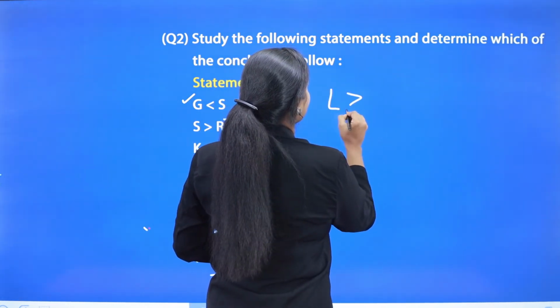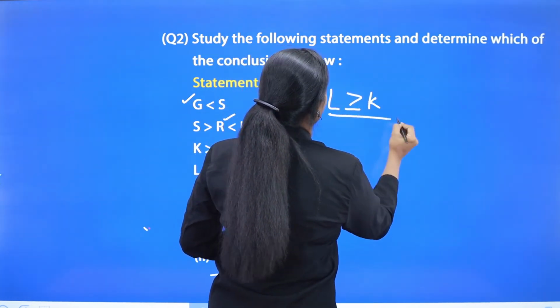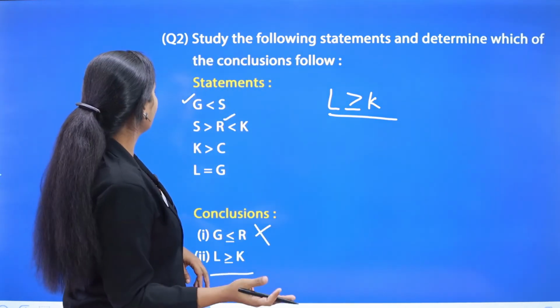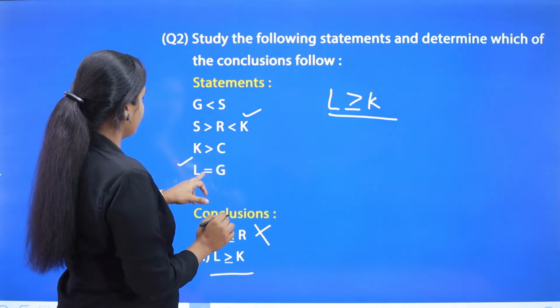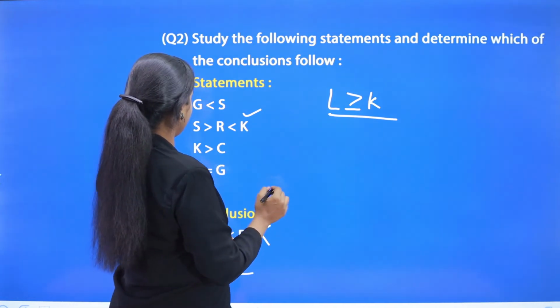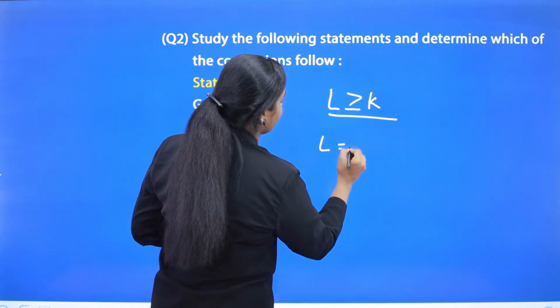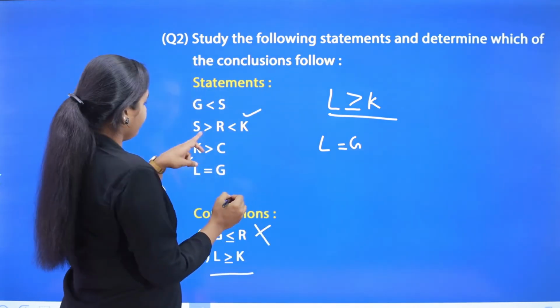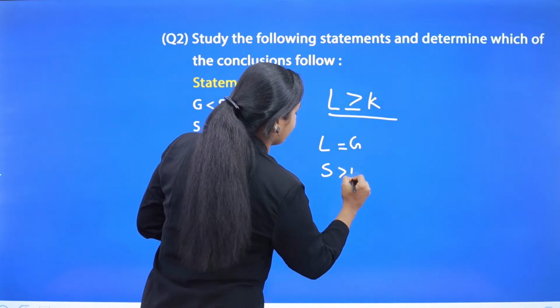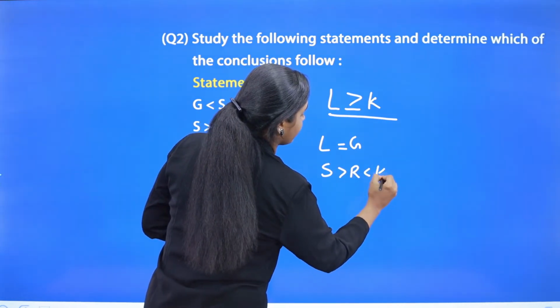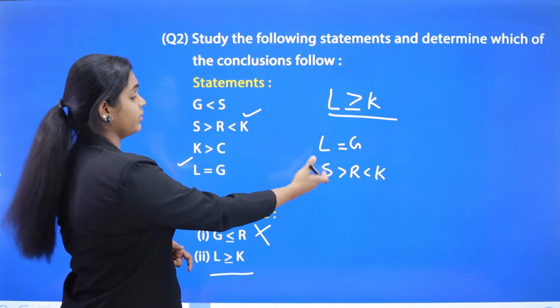L greater than or equal to K is given and we have to check whether it is right or wrong. So here K is over here and L is coming here. So L equal to G is given. L equal to G, and here S greater than R less than K is given. So nothing is common here in these two statements.